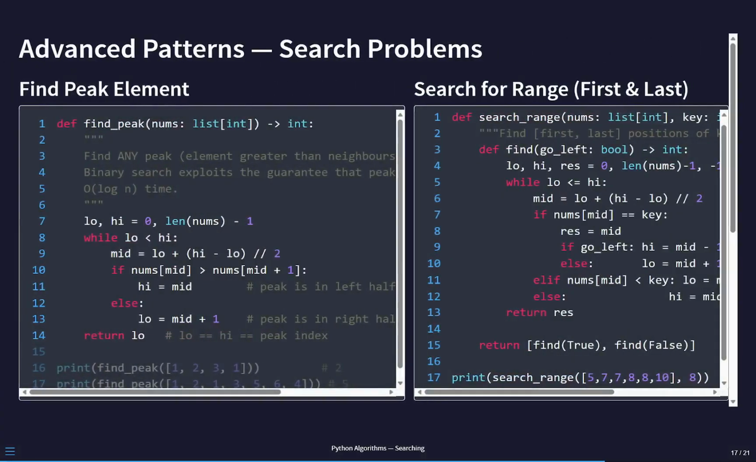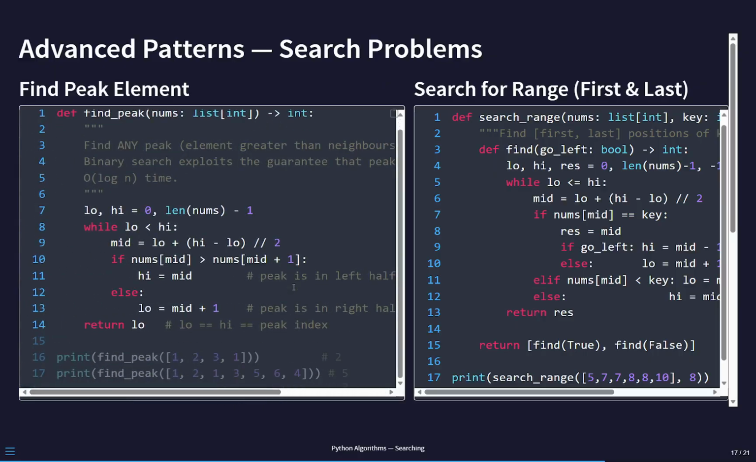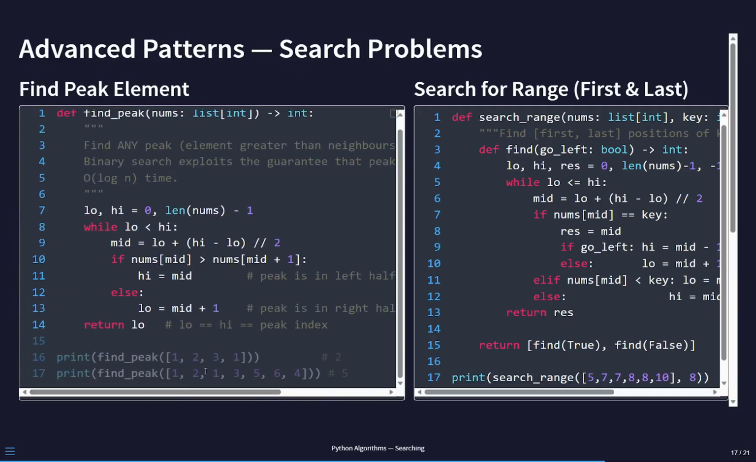Next. Three advanced problems that showcase binary search in less obvious applications. Click Find Peak Element. A peak is any element greater than both its neighbors. The array may have multiple peaks. Find any one. The binary search works because, at any midpoint, if nums[mid] > nums[mid+1], the left half contains at least one peak, either mid itself or something to its left. If nums[mid] <= nums[mid+1], the right half contains at least one peak. This monotone property lets us binary search for a peak in O(log n), without the array being sorted at all.